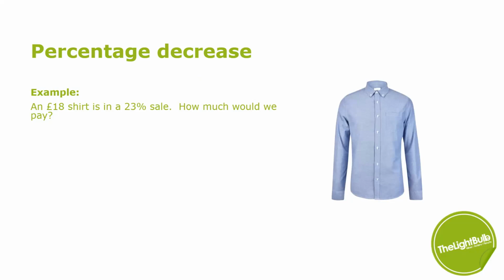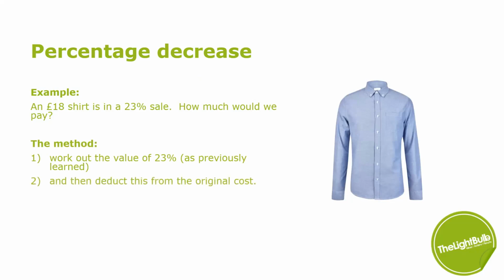Well, the first thing that we do is use the 1% method to work out how much the 23% comes to. And then once we know that, we can take it off of the £18, and that's going to give us a new value or what we would pay for the shirt. So I'm going to give you 20 seconds, see if you can follow that two-step process, and we'll walk through the answer in a moment. Okay, your time starts now.